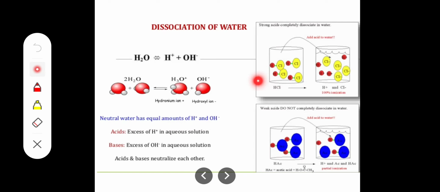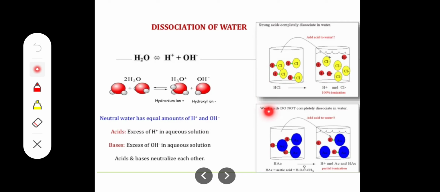So when we talk about dissociation, a strong acid completely dissociates in water. For example, hydrochloric acid is an example of a strong acid, right? H and Cl: the yellow round is Cl, chloride, and H is in red. So when a strong acid is added to the water, what will happen? Hydrogen and chloride will dissociate, right? So 100% ionization is going to happen in the strong acid.